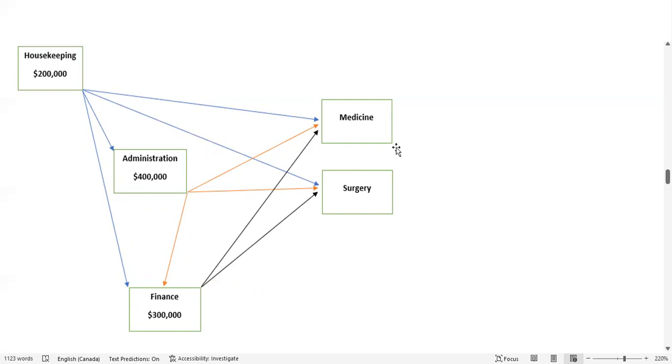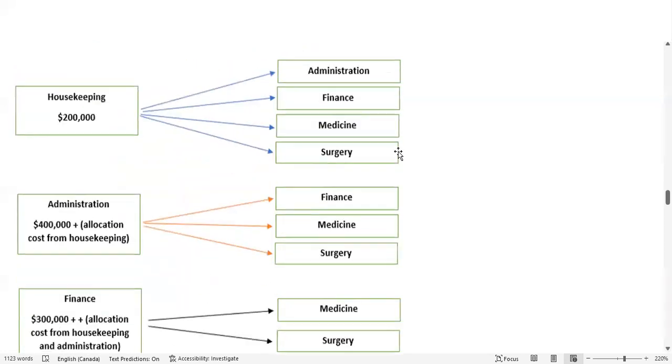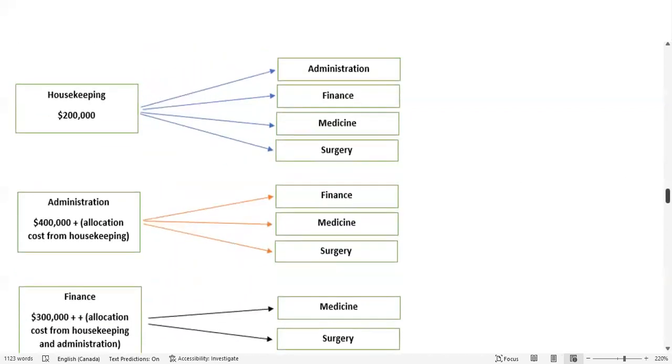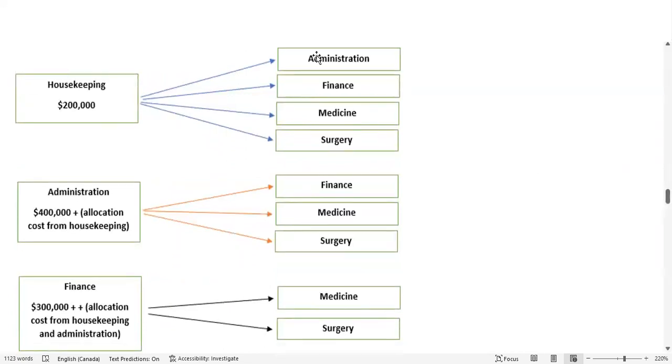It may be easier to visualize it this way, where you can see that for housekeeping, the allocation funds go to administration, to finance, to medicine and surgery. But when you look at administration, the allocation for administration includes the initial allocation amount of 400,000. But remember that it has received an allocation cost from housekeeping, the amount of which we haven't completed yet. But this amount would now be distributed to finance, medicine, and surgery.